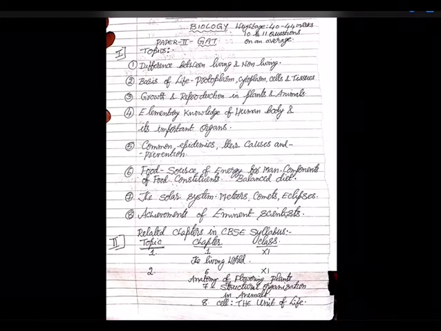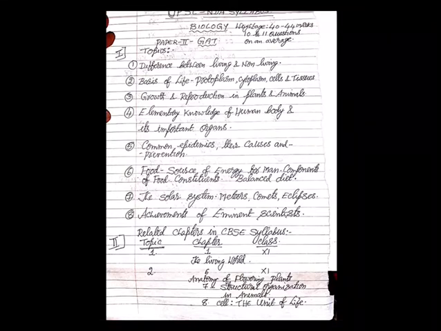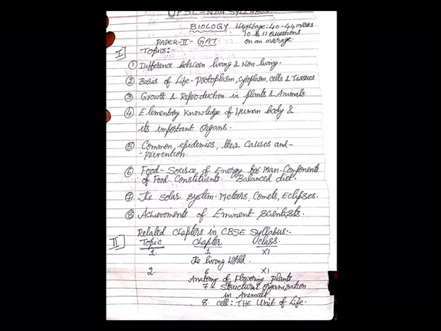And second, basis of life, protoplasm, cytoplasm, cells and tissues. So in this topic, we are going to talk about the liquid that is present in the entire cell to start with. That's protoplasm. Proto means first formed, plasm means liquid that is formed first in the beginning of the origin of life. And cytoplasm, cyto, cell, plasm, liquid that is present inside the cell.